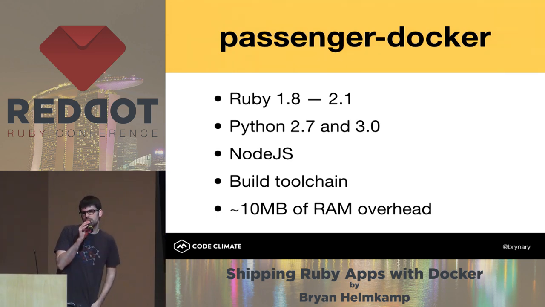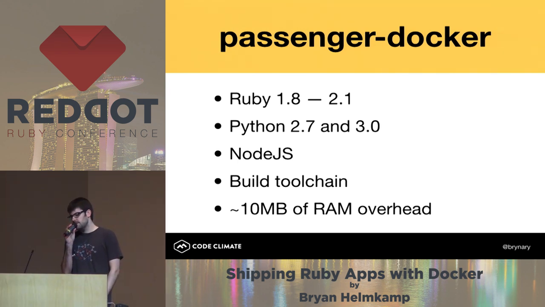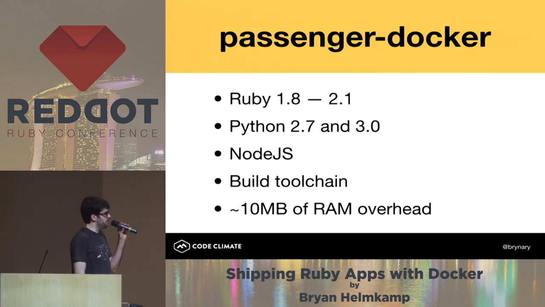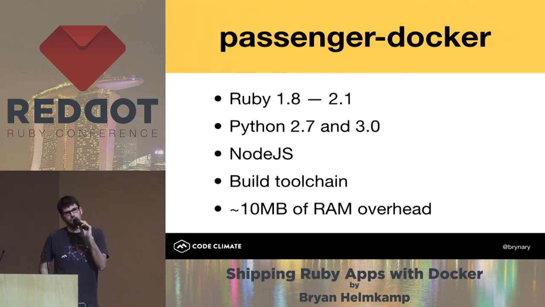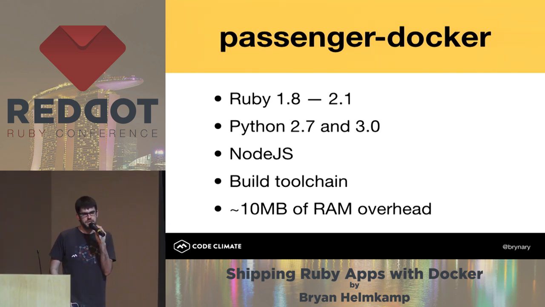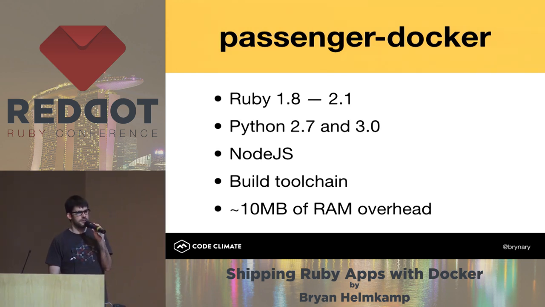They also have a build toolchain and common C-level dependencies like libxml2. So you don't have to worry about making sure you have the right version of that stuff installed. And the amount of overhead that you get through building on top of this image, there are some processes that it's going to spin up by default when you use this image as your base. But all told, that's about 10 megabytes or so of a fixed cost, which compared to the RAM usage of most production Rails processes is pretty small these days.